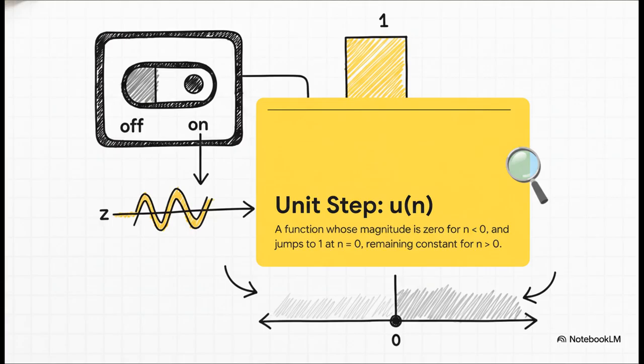Okay, next up we have the unit step, or u of n. The best way to think about this one is like flipping on a light switch. The signal is off, it has a value of 0, for all the negative time leading up to 0. Then, right at time 0, it turns on to a value of 1, and it just stays on forever.